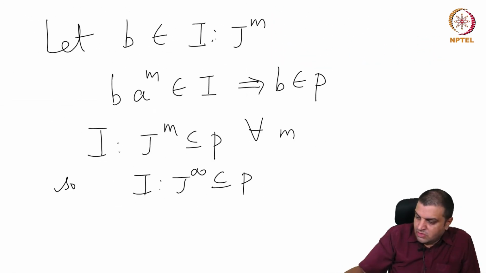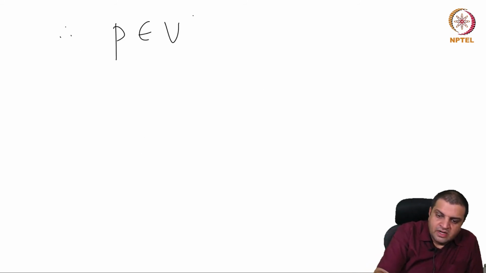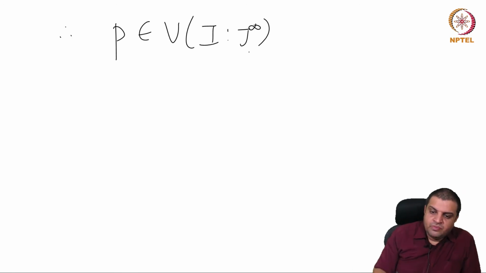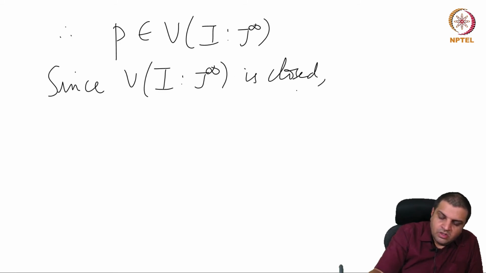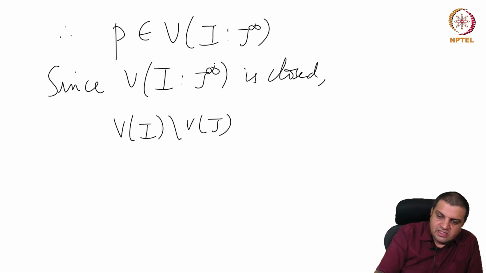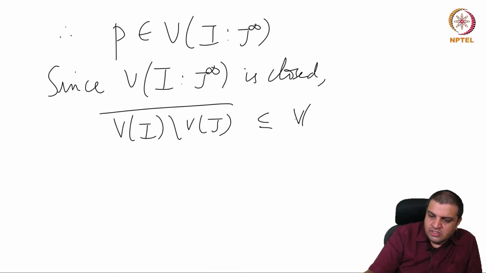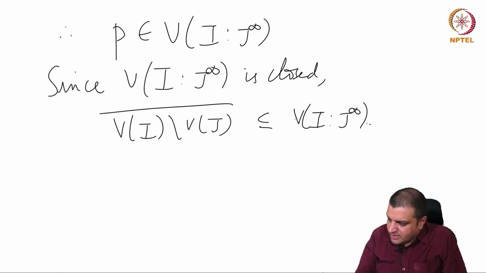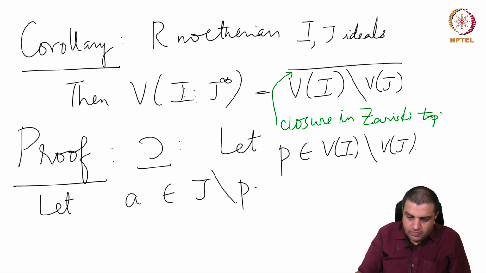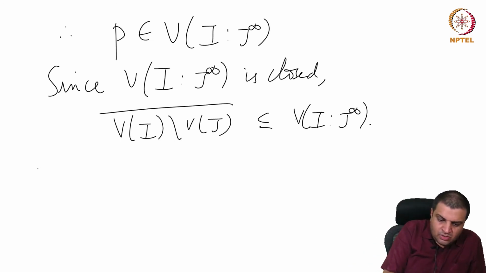Therefore P is inside V of (I:j saturation of I). Since V of an ideal is always closed, we see that what we just showed is V(I) minus V(J) is inside this thing, so its closure is also inside. Okay. So this is one direction. The right side is inside the left side. So now the other direction.